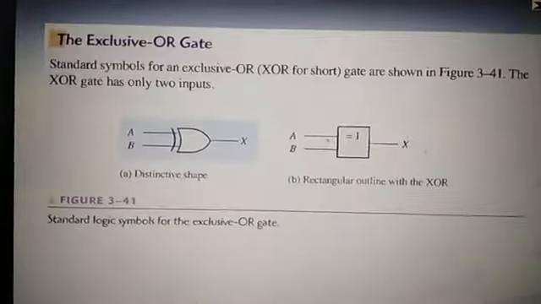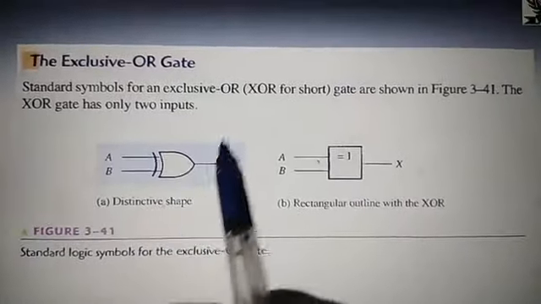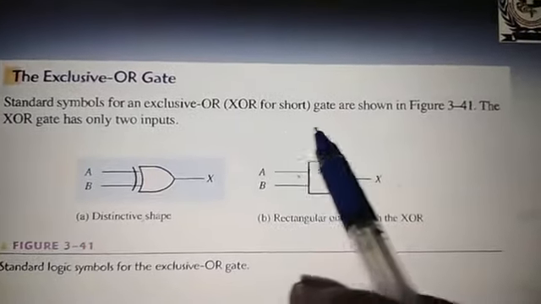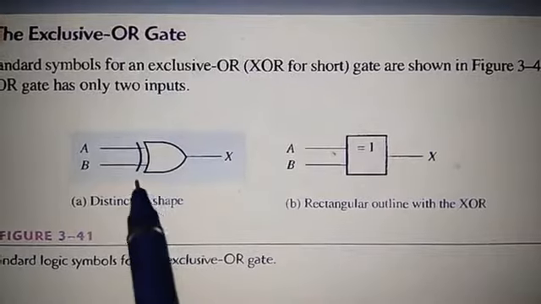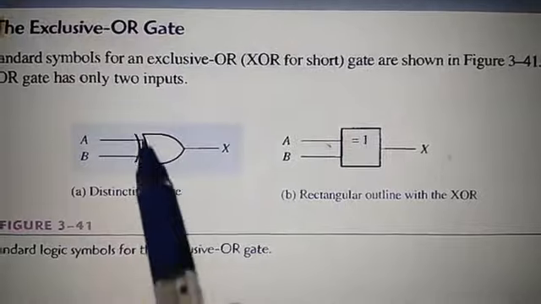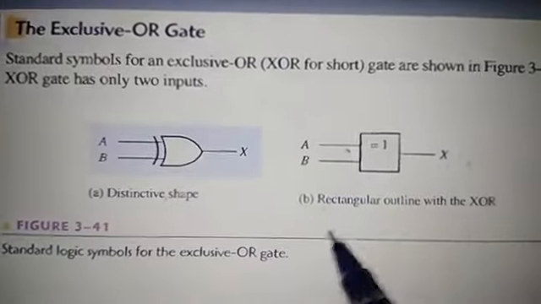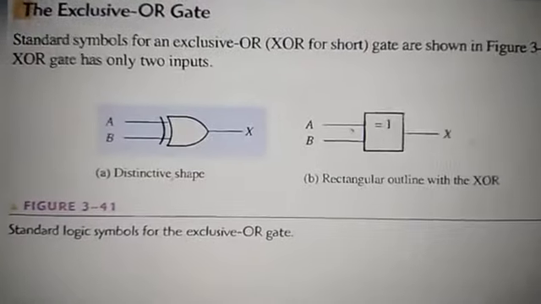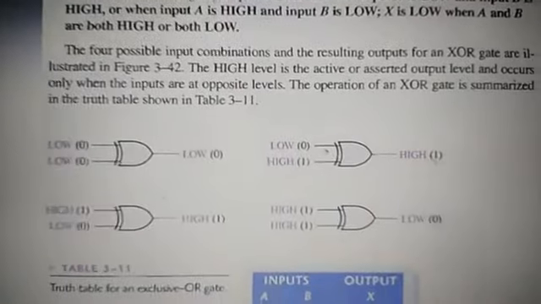Here, we have exclusive OR. Also another gate is called the exclusive OR, or simply it is written as XOR in short form. The gate is shown here below. This is the XOR gate, with a distinctive shape. You can draw the symbol like this. This is OR and this is like a cross of X. A and B are the input. X is the output. And this is the rectangular outline with the XOR gate. There is no need of this rectangular outline. You can just know this symbol of the exclusive OR gate.